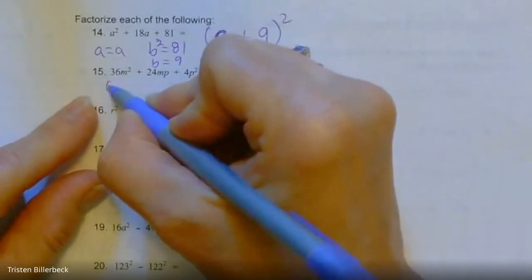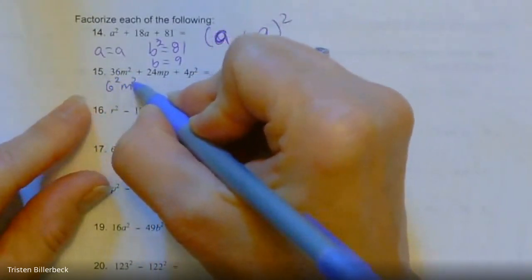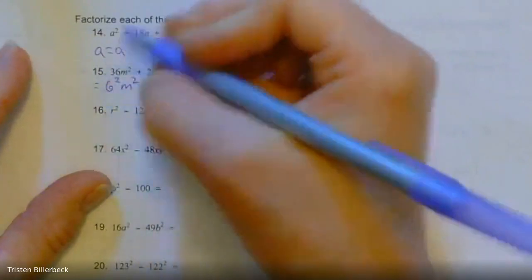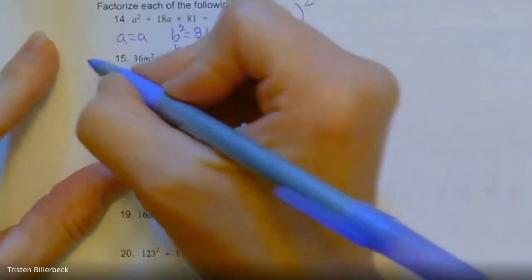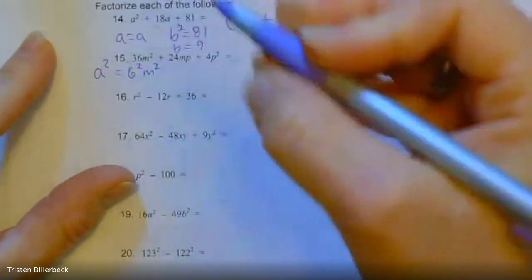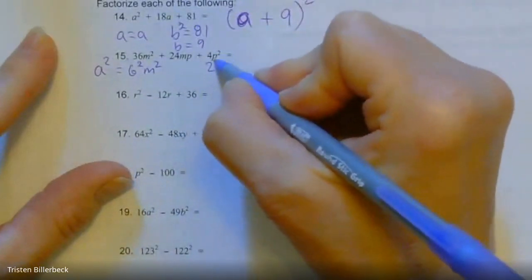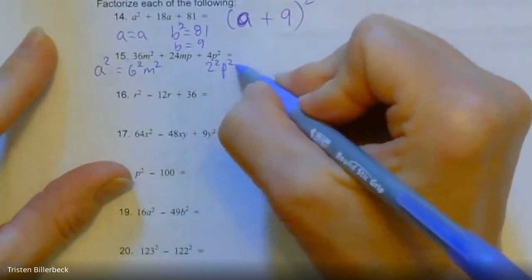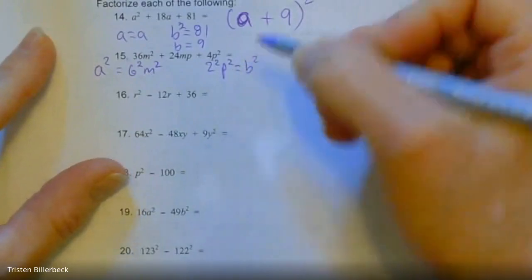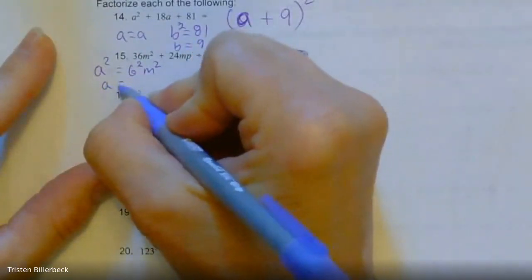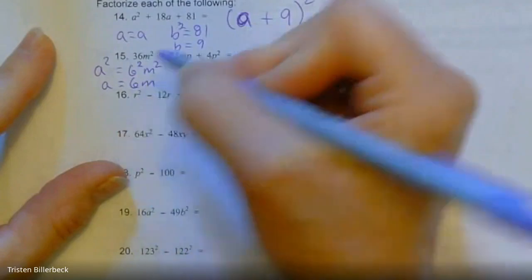Okay, so if this is 6 squared m squared, and that equals a squared, and this is 2 squared p squared, and that equals b squared, then a would have to equal 6m.